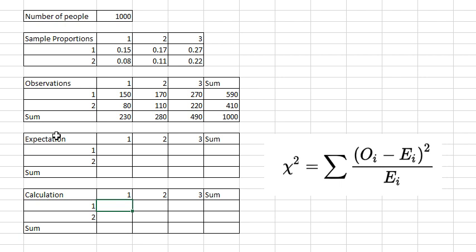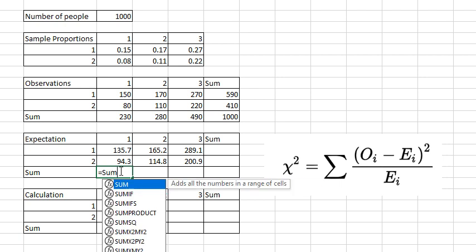Now about the expectation. To calculate this expectation, we need to use the value of this one. We multiply by this one. We divide by 1000, that's the total in here. So we can find the expectation of this location in here. Now we can do similar for the next one. So we got like this. Now we need to find the sum.